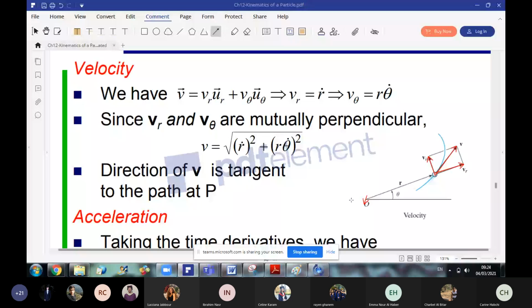Now the second component is the transverse component. The transverse component here is due to what? It is due to the change in direction, because when theta varies, this means I am changing direction. I will have theta dot and I will have theta. In this way, I have calculated the expression of velocity in the UR U theta frame. And as you can see here, I can calculate the magnitude of V as the square root of R dot squared plus R theta dot squared. Any question on the velocity derivation before we move to the acceleration?